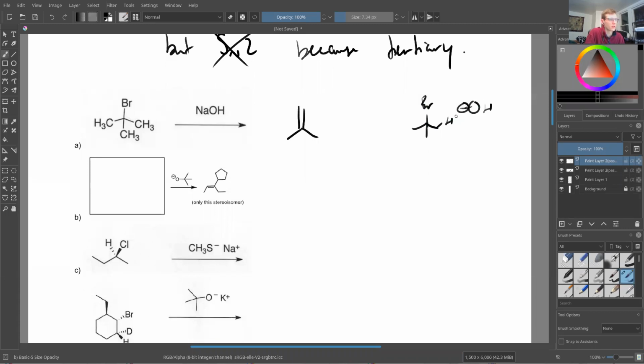Right. So here's an OH. Okay. We're going to take off this hydrogen. The electrons are going to move down to this bond. The bromine is going to pop off. And that's it. One step. Nice and clean. Okay.